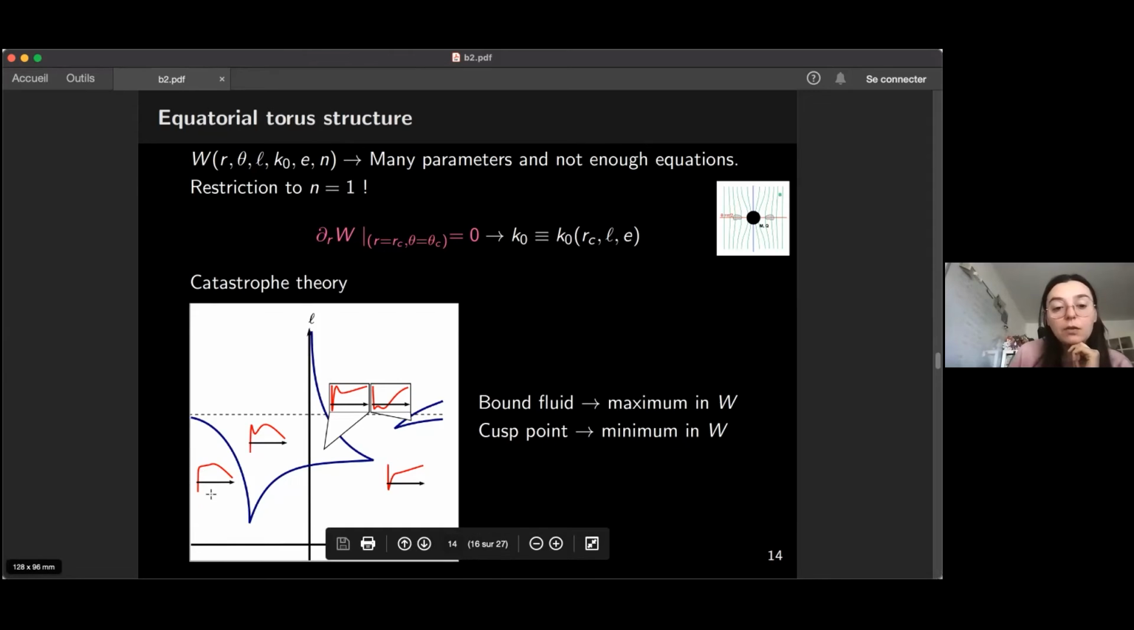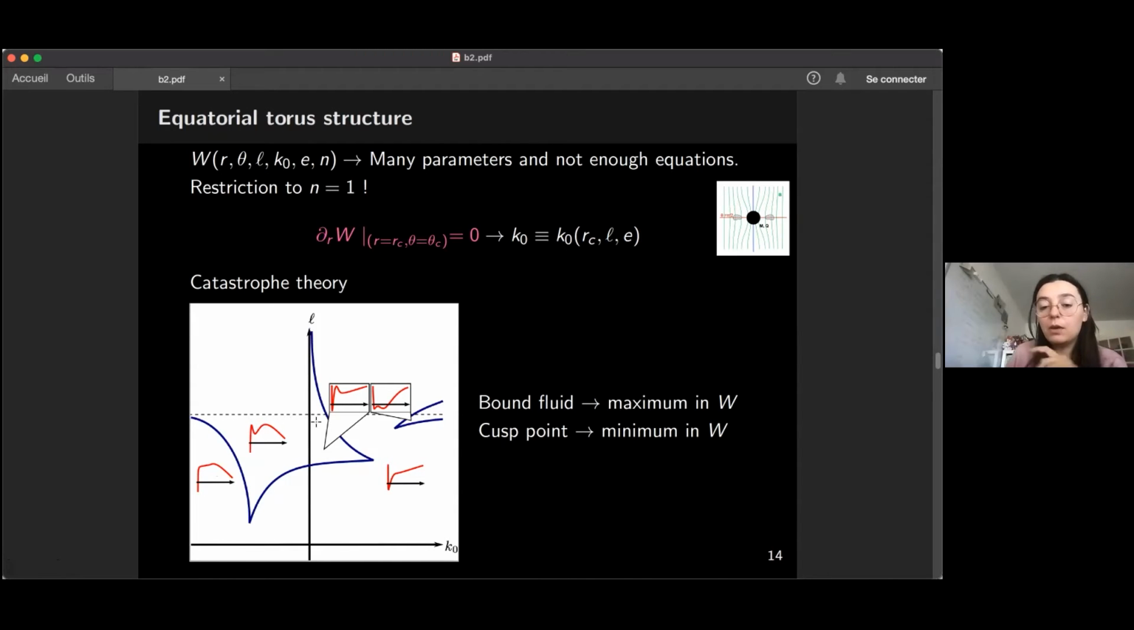According to the place of your parameters, the values of your parameters, you can have different behavior of your effective potential. If you are here, you will have only a bound fluid one. If you cross that line, you create a cusp in the middle of the two bound structures. Now, if you cross the K0 equal to 0 line, you invert your effective potential, and you get two cusp points with one maximum. Then if you cross again, you will get only an open structure, which doesn't really interest us because we just want closed equipotential surfaces. So you will only have an open one with a cusp. And if you cross again, you will get again the two minima, so two cusp points with one maximum, so only one bound fluid structure.